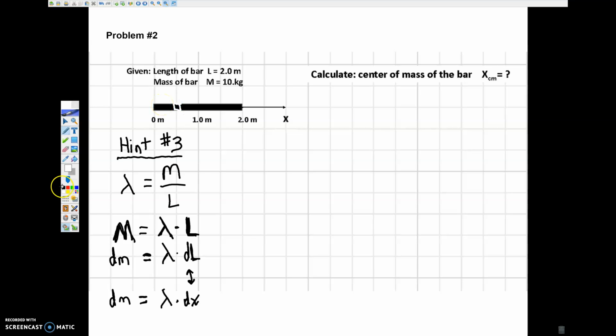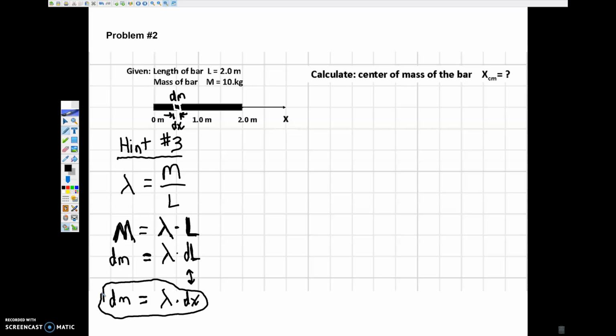Little masses. Each little bit of mass is called a dm, but each dm is associated with a little change in the length, dx. And the hidden relationship between the dm and the dx is dm equals lambda dx.